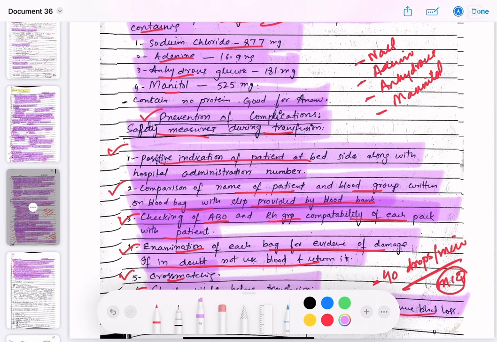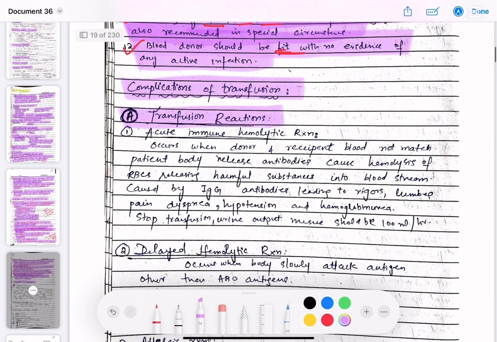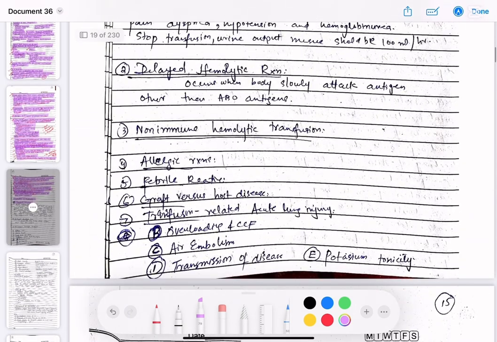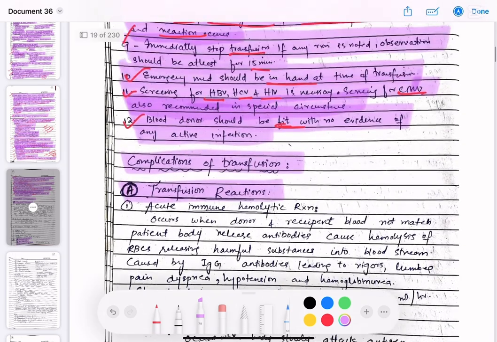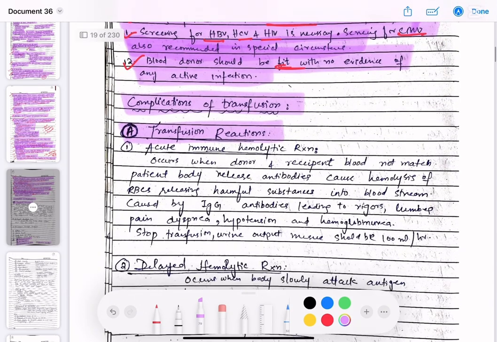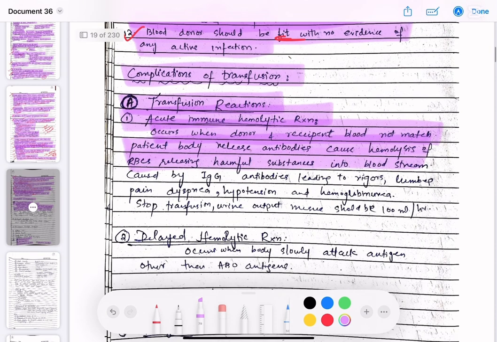Now, what are the complications of transfusions? So these are transfusion reactions, overloading, air embolism, transmission of disease, and potassium toxicity. In the transfusion reactions, we have acute immune hemolytic reactions. It occurs when donor and recipient do not match, and the patient's body releases antibodies, which cause hemolysis of RBCs, releasing harmful substances into the bloodstream. It is caused by IgG antibodies, leading to rigors, lumbar pain, dyspnea, hypotension, and hemoglobinuria. Stop transfusion. Urine output should be measured, aiming for 100 ml per hour.